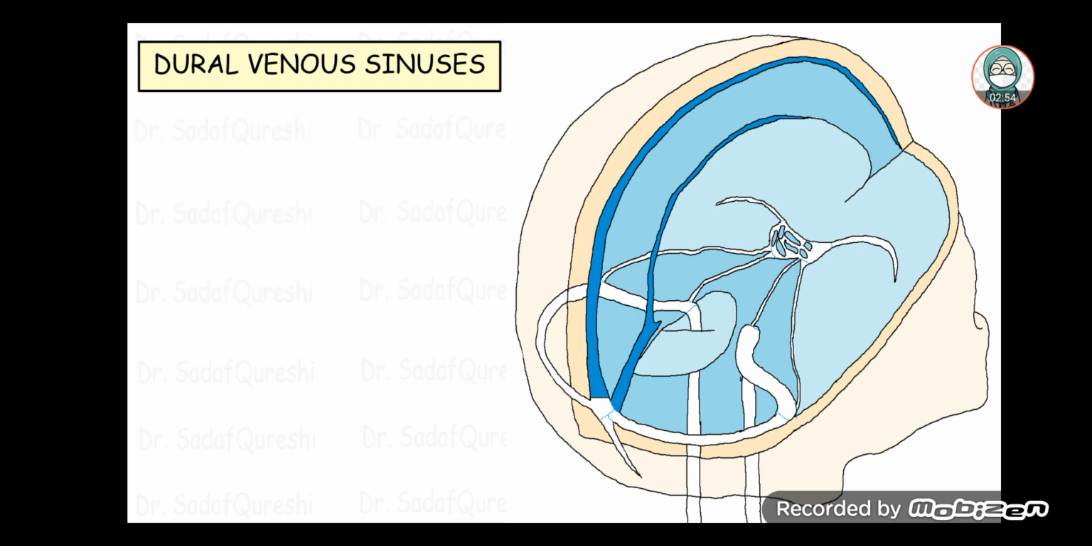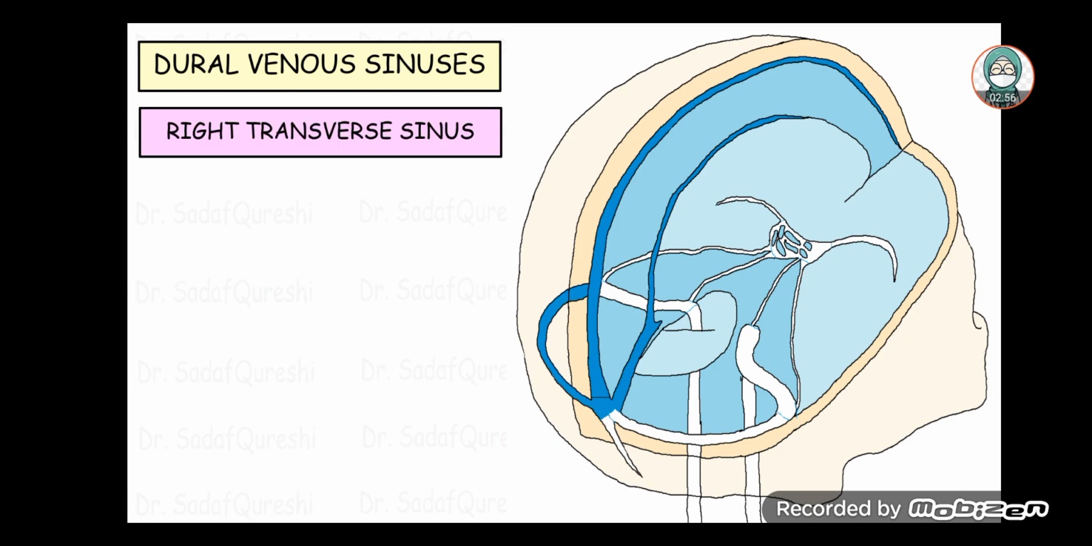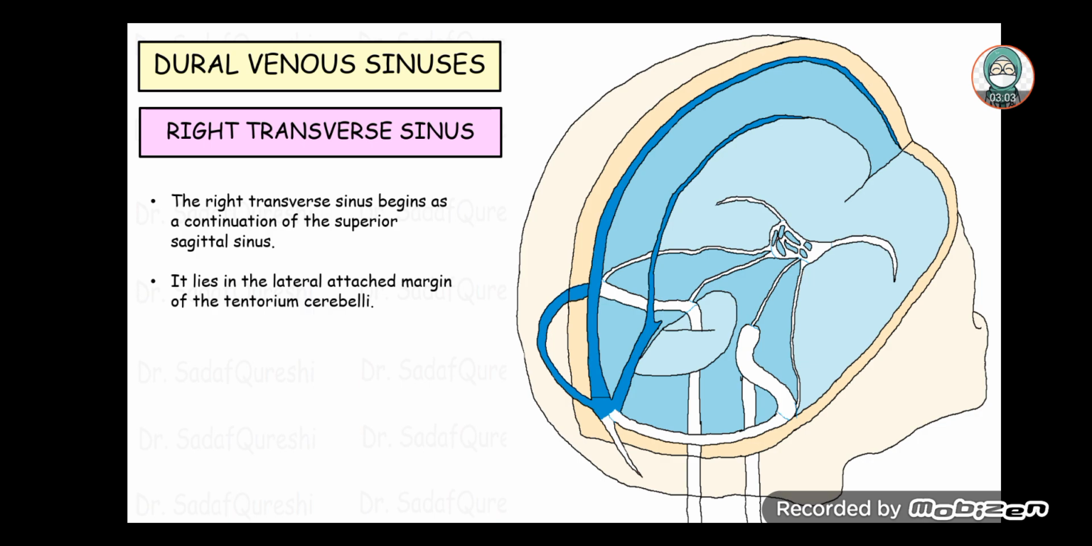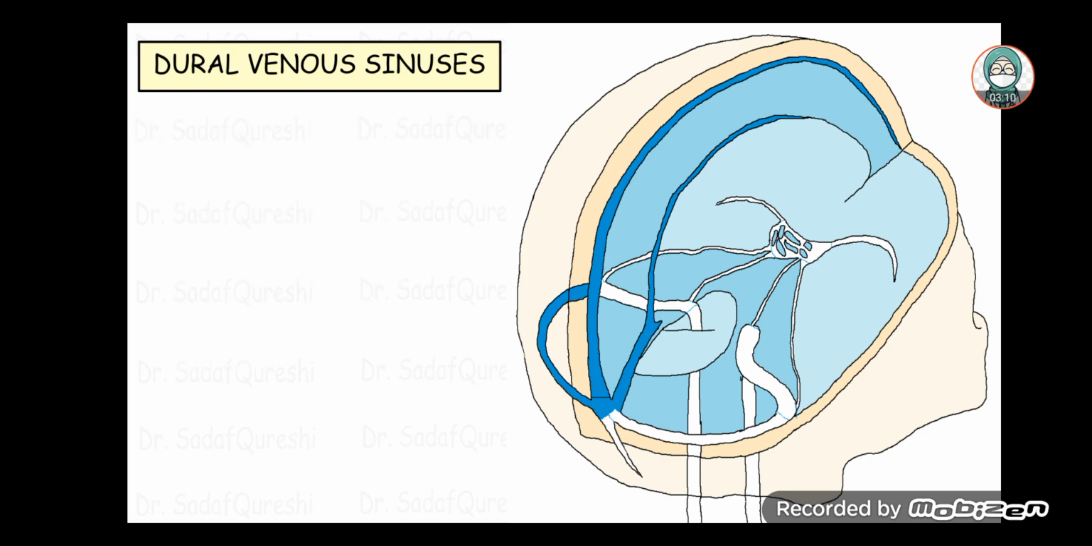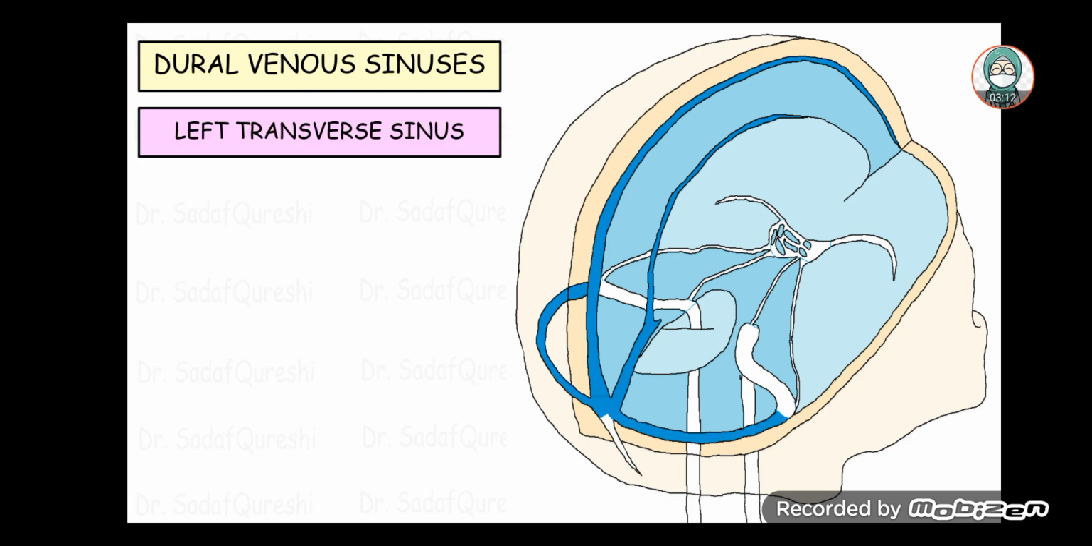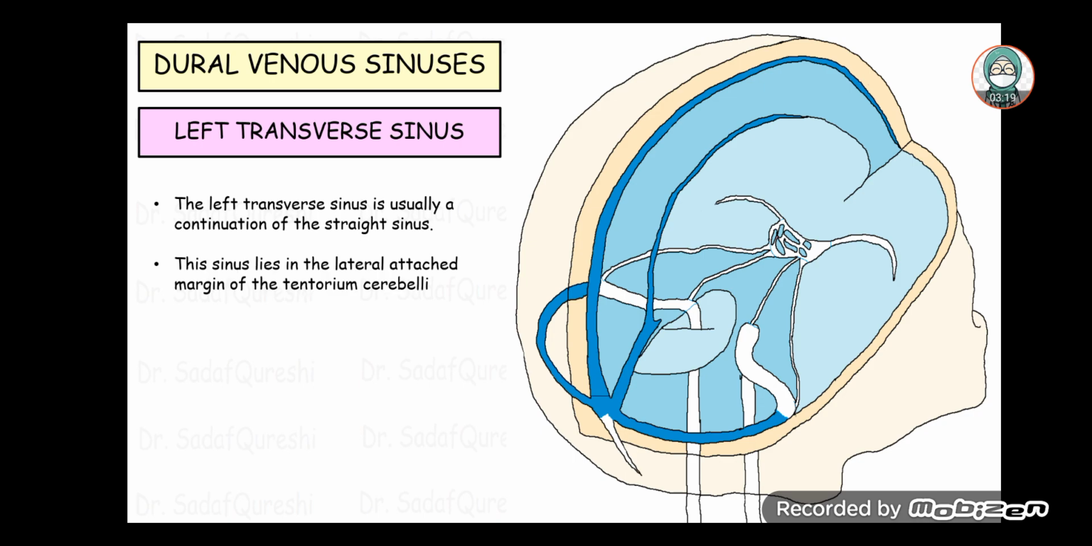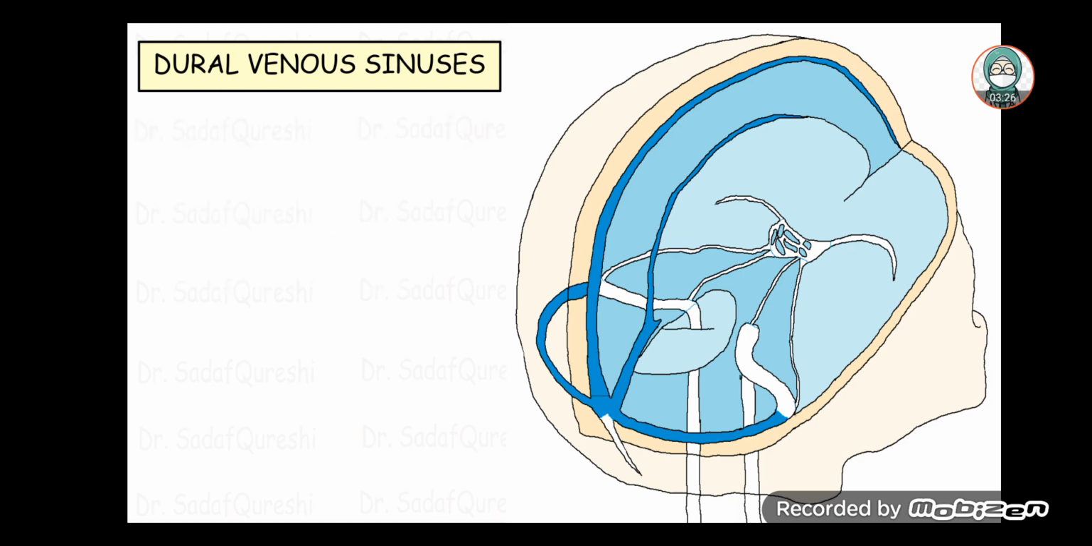Next sinus we have is the right transverse sinus. The right transverse sinus begins as a continuation of the superior sagittal sinus. It lies in the lateral attached margin of tentorium cerebelli, and it ends on the side by becoming the sigmoid sinus. Next sinus we are going to talk about is the left transverse sinus. The left transverse sinus is usually a continuation of the straight sinus, and it lies in the lateral attached margin of tentorium cerebelli, and it ends on the side by becoming the sigmoid sinus.